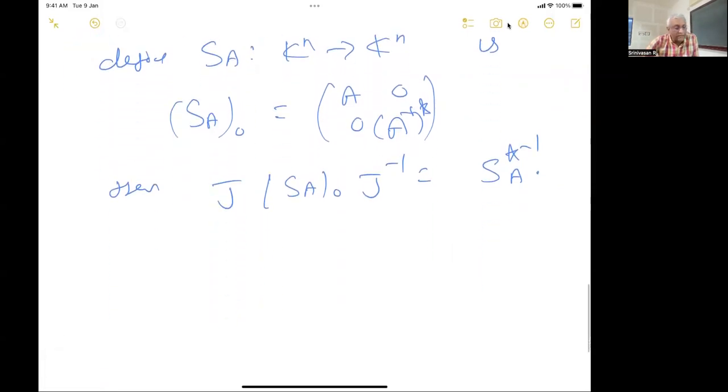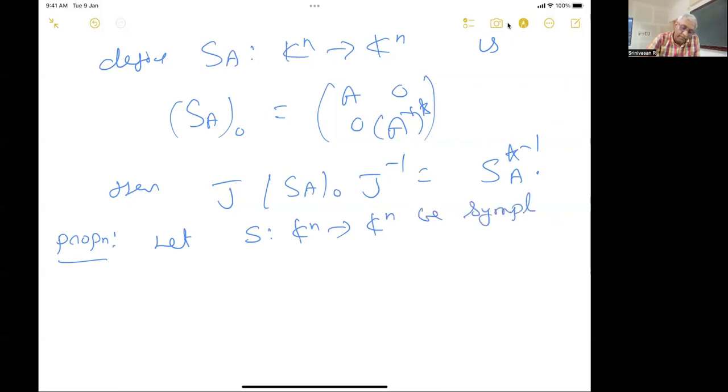So this is an example of a symplectic operator. Now this is the proposition we want to prove. So, a slightly long proposition. I hope I will be able to prove it today. Let S from Cn to Cn be a symplectic operator. Symplectic is a property, and I say let S be symplectic. Then there exists... So I'm making the statements on Cn.